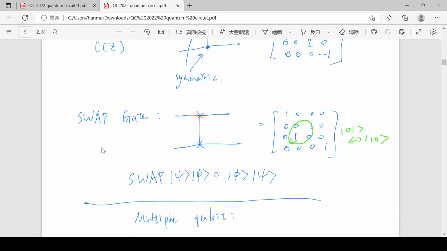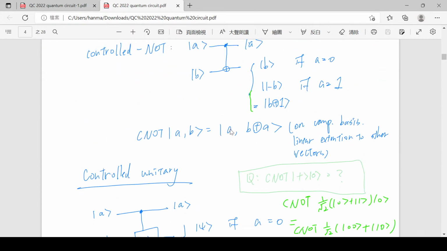And then there is the swap gate, which is actually also pretty classical. You just swap whatever is up here to whatever is down here. Okay. And there is a homework problem that asks you to show that this very classically defined swap gate actually also swaps quantum states.